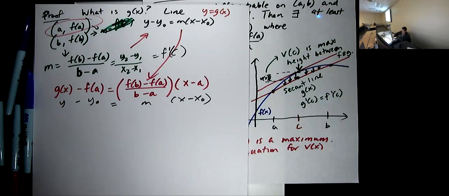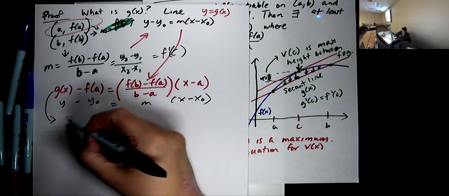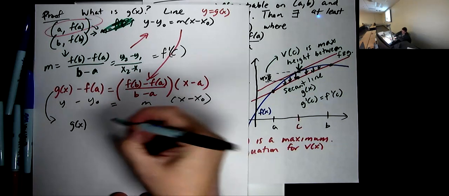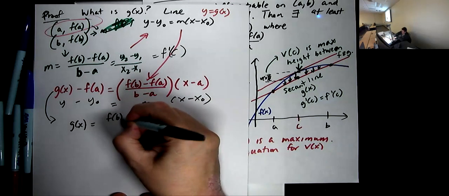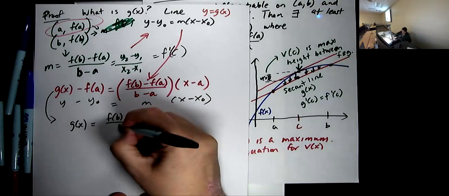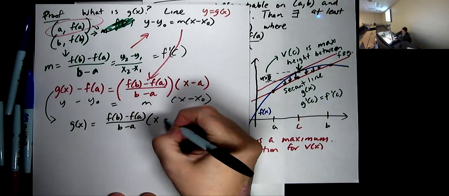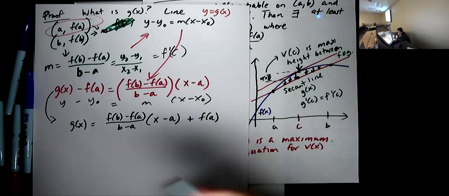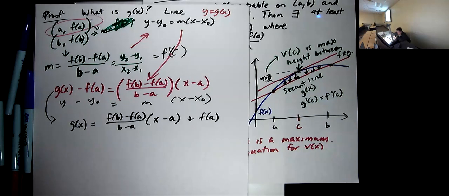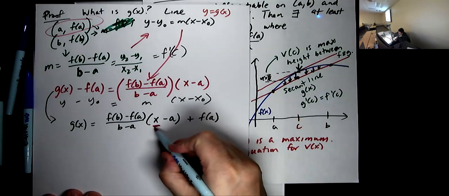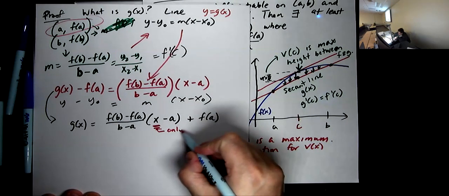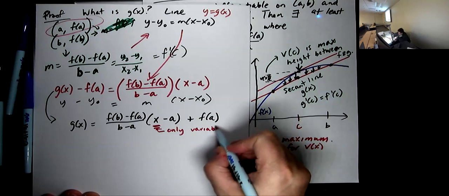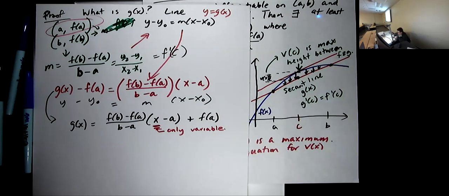So we have this. If I solve this for g of x, g of x equals f of b minus f of a over b minus a times x minus a plus f of a. And I want to make it clear, this is the only variable. Everything else is a number. This is y equals mx plus b form right now. It just doesn't look like it. It's not cleaned up.